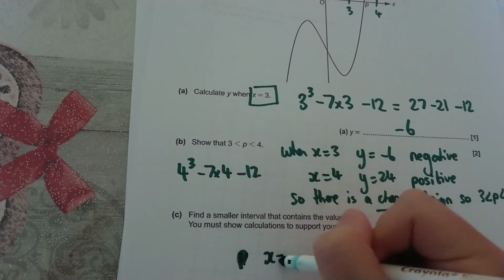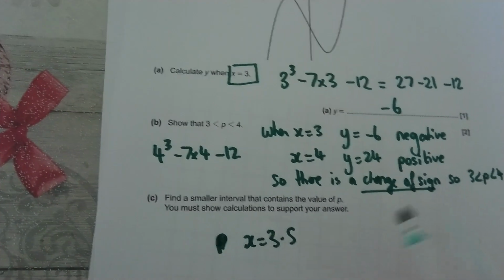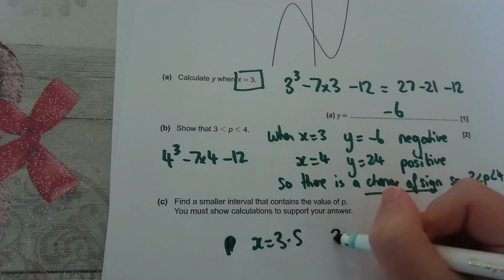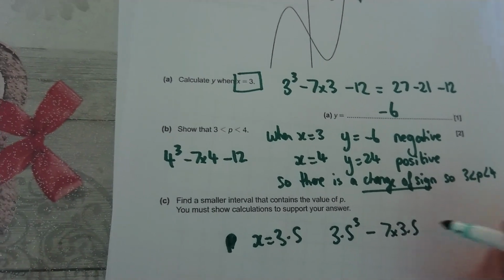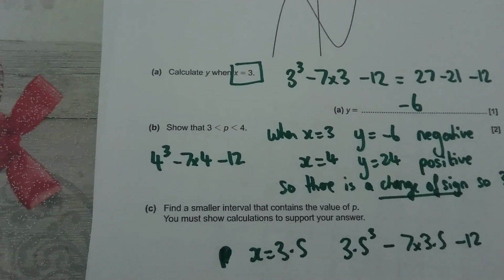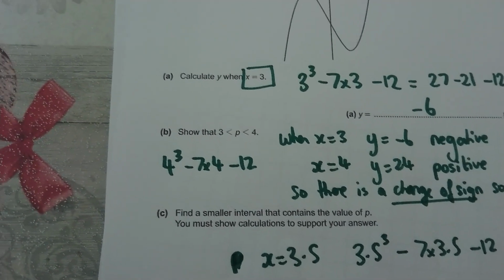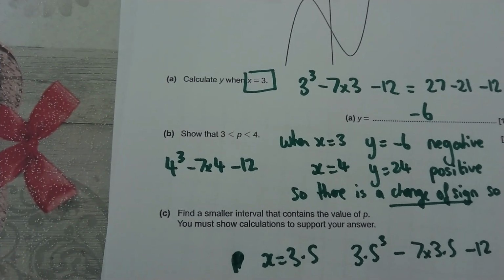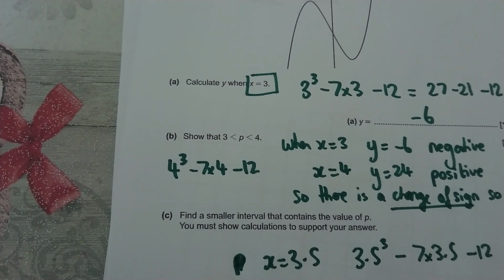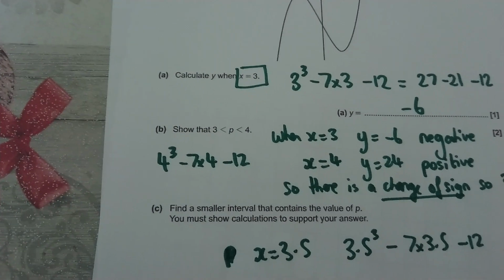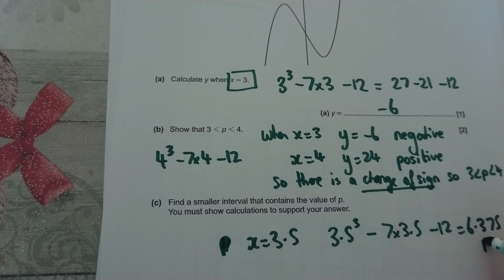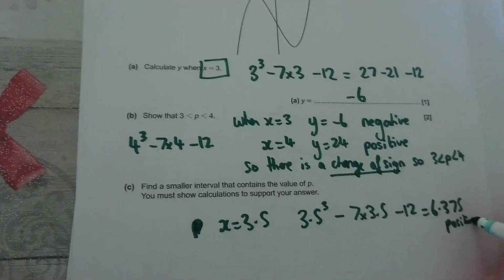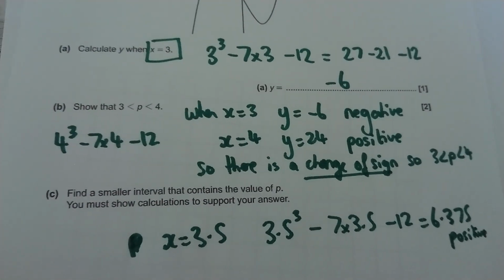So if we try 3.5, I would do 3.5 cubed minus 7 times 3.5 minus 12. So let's see, obviously this is a calculator paper, do it on your calculator. So minus 7 times 3.5 minus 12. So that gives me an answer of 6.375, which was positive.